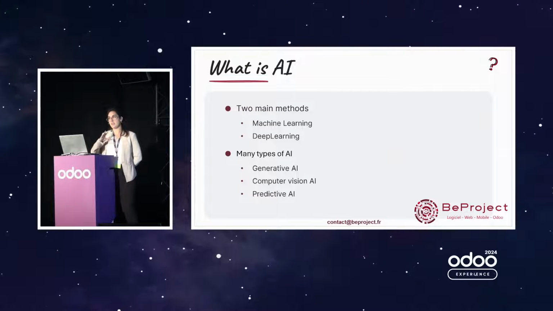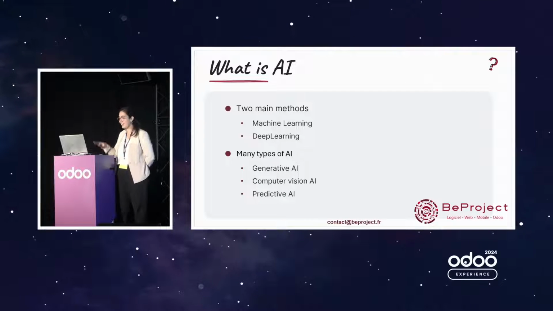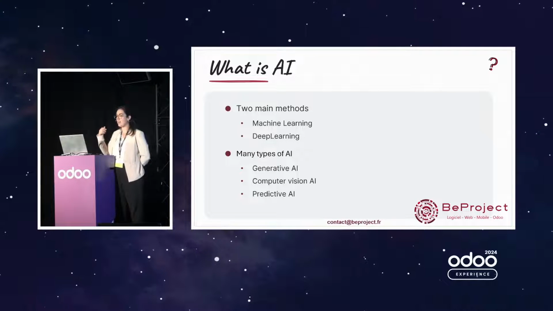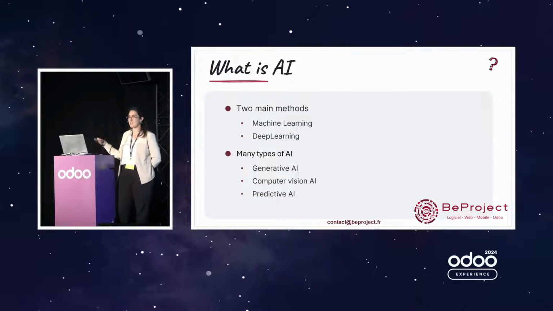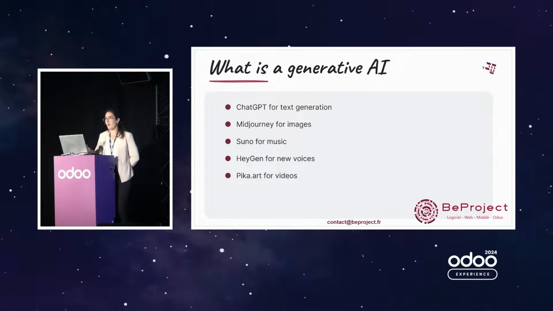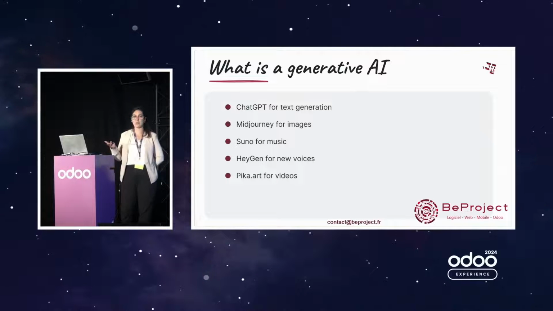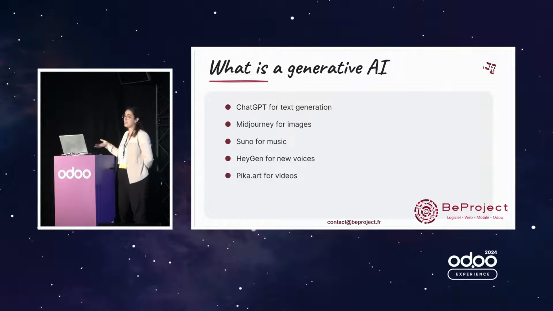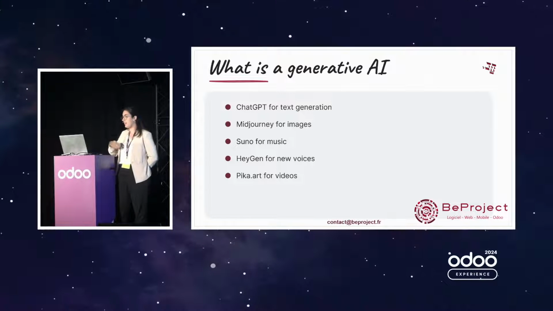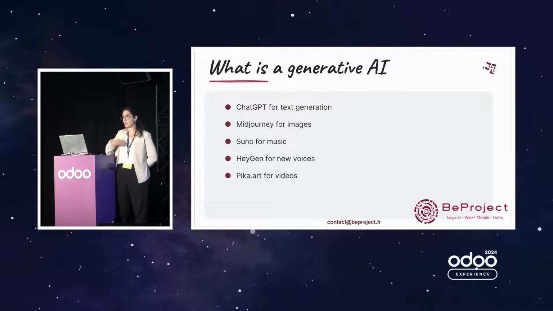In those two main methods, you have many types of AI. I'm not going to list all of them because it's going to take too much time, but I will be focusing on those three: generative AI, computer vision AI, and predictive AI. I think you all heard about ChatGPT for text generation, Midjourney for images, Suno for music, Agent for new voices, and Pika.art for videos. Those are all generative AI. They are AI that create data as if a human had created them.